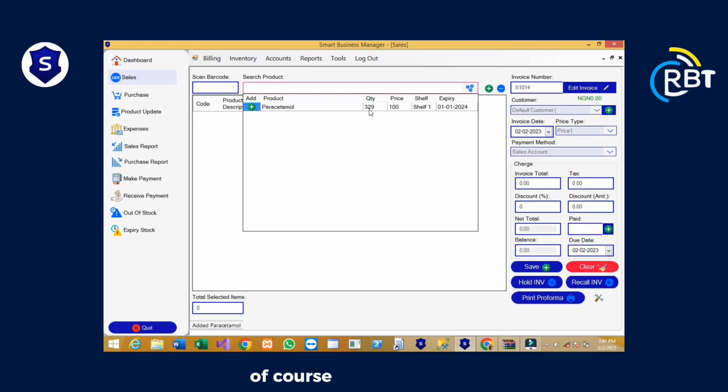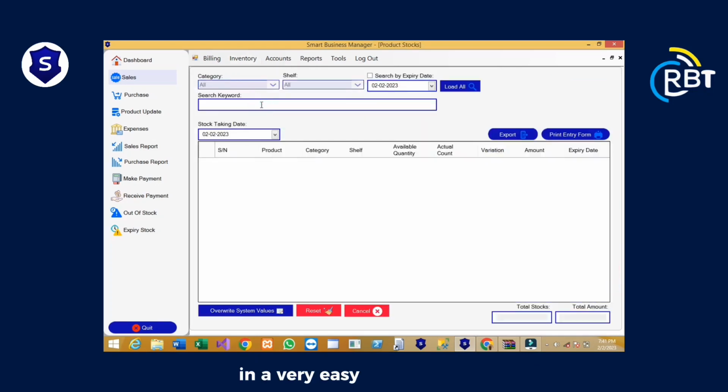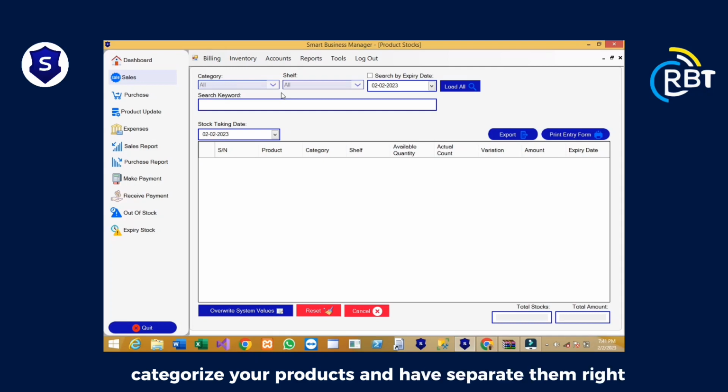So of course there are other beautiful, exciting things that it's going to help you do in your inventory, which is, when you come to this inventory, you're going to see how to take your stock, which is very key. Of course, in a very easy and exciting way, I'll be able to discover that the best way to take your stock is to categorize your products and separate them, right? So that you can take your stock easily.